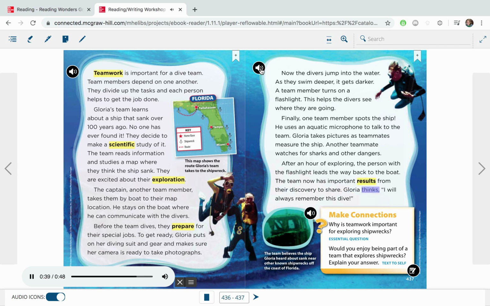Gloria thinks, "I will always remember this dive." The team believes the ship Gloria heard about sank near other known shipwrecks off the coast of Florida.